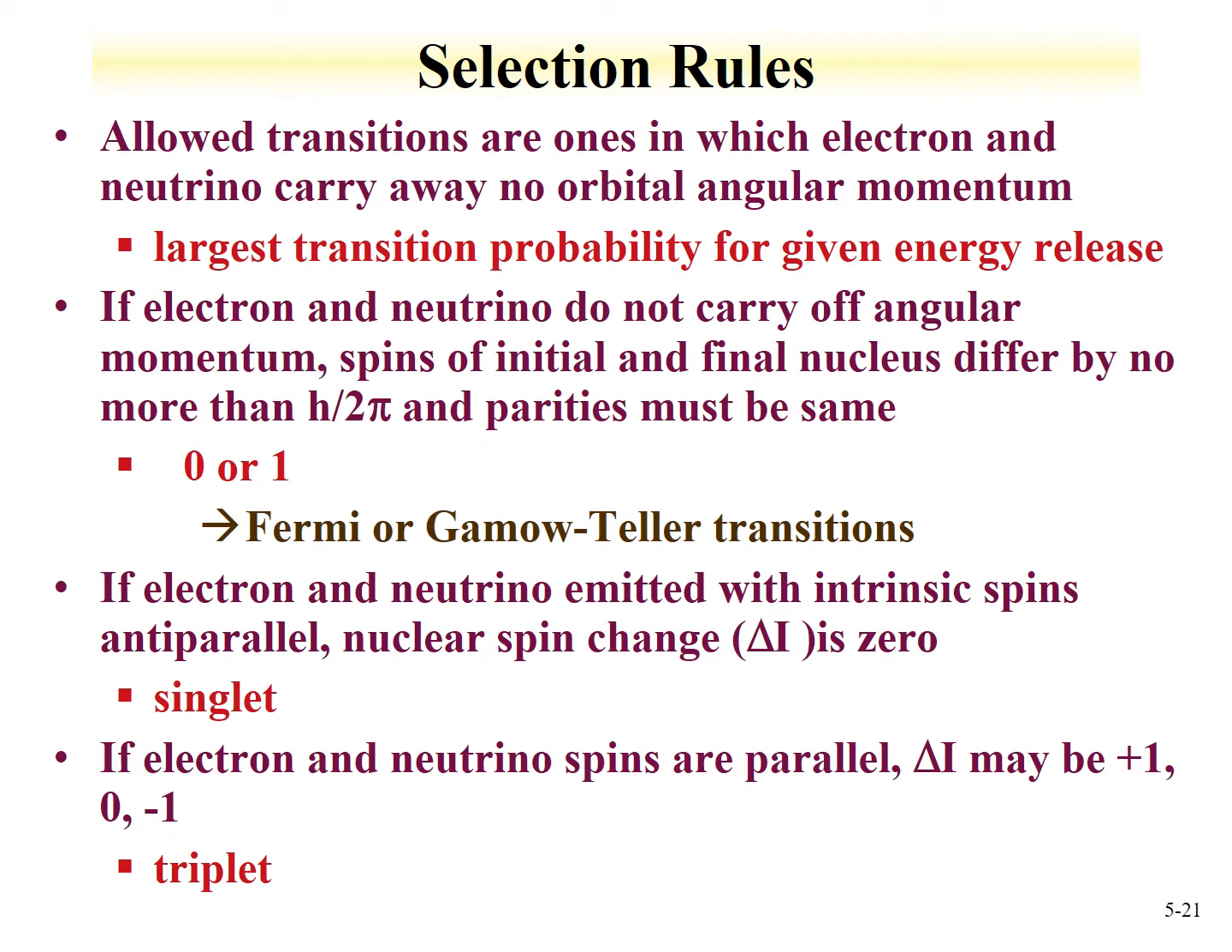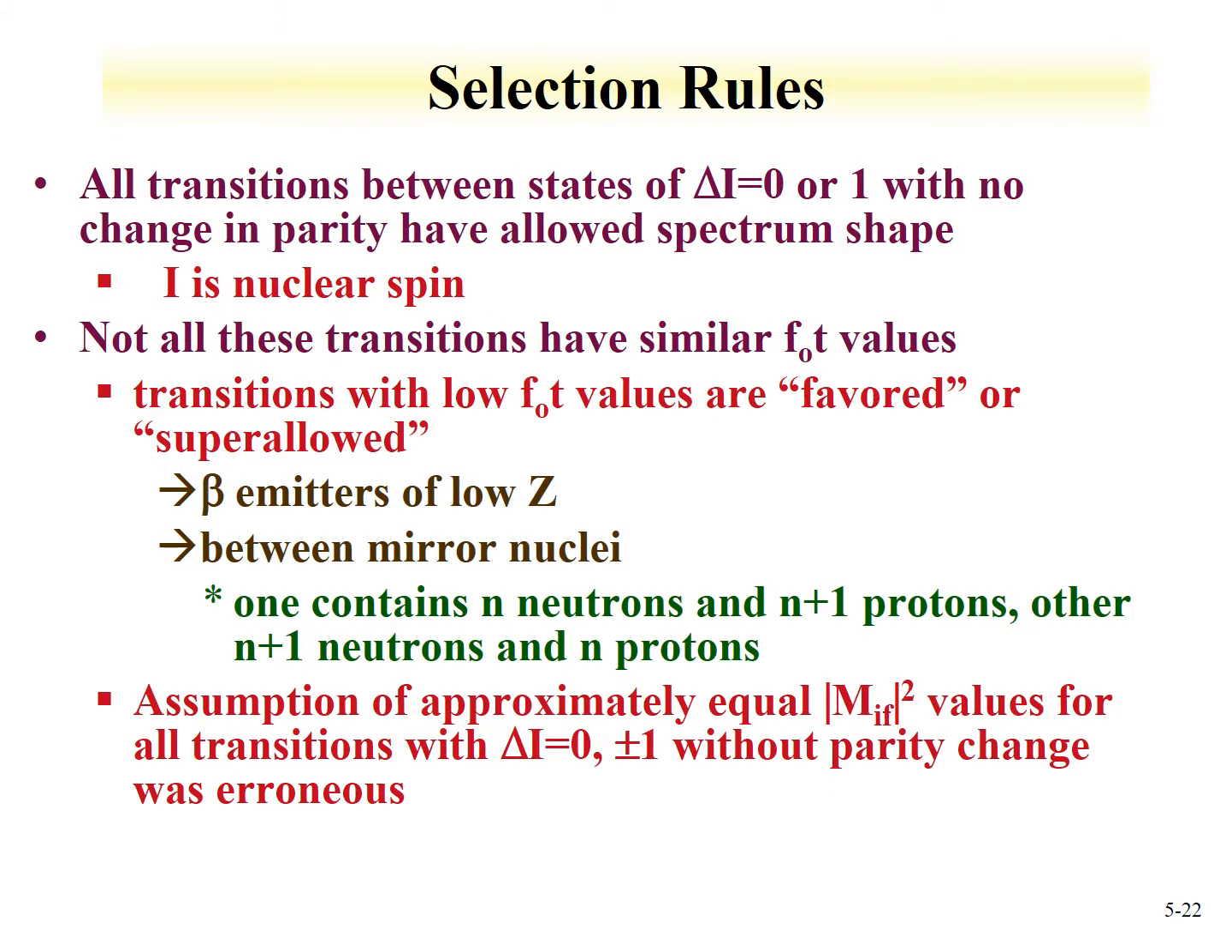This is driven by the electron and neutrino either being parallel, which will be the 1, or anti-parallel, in which case they can be a 0 state. All transitions between states where the delta is 1 or 0 with no change in parity have allowed spectral shapes. Now, not all these transitions have similar ft values. This is why in some tables you'll get superallowed transitions. And this is what was shown in one of the tables that we discussed earlier.